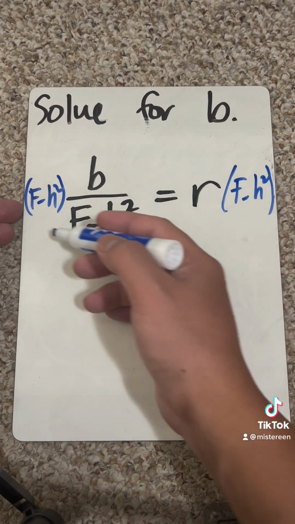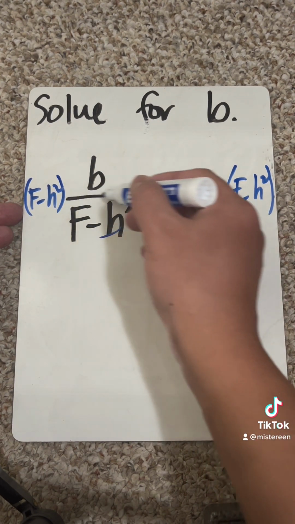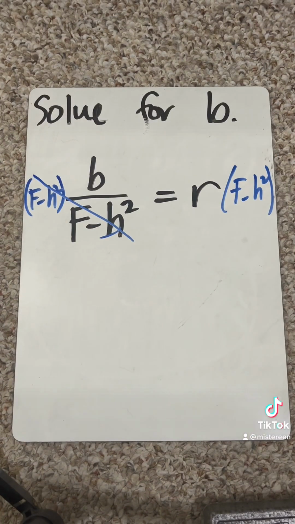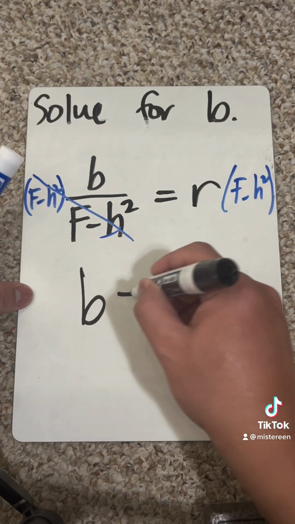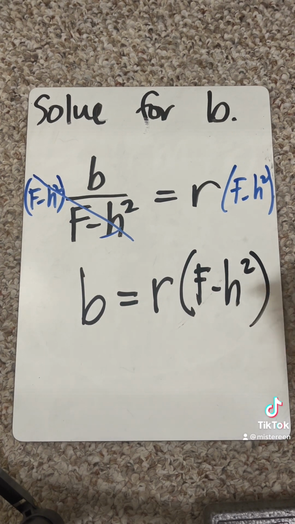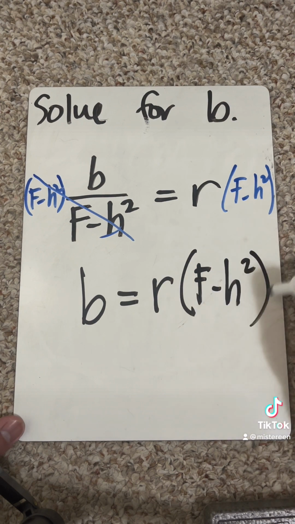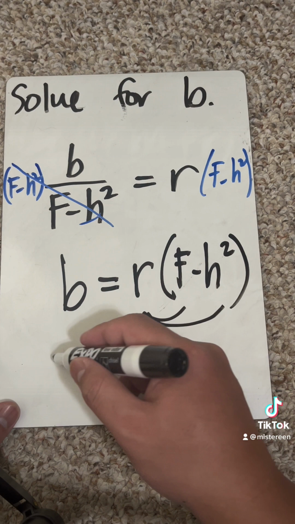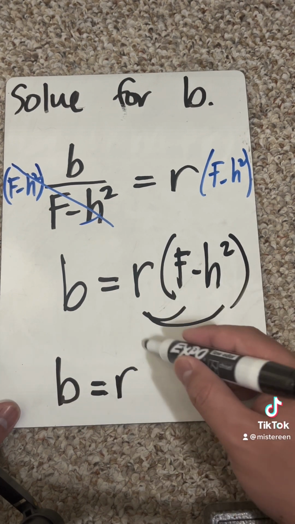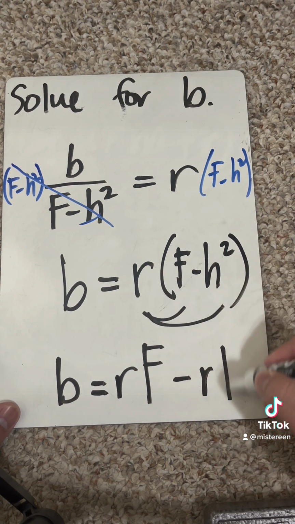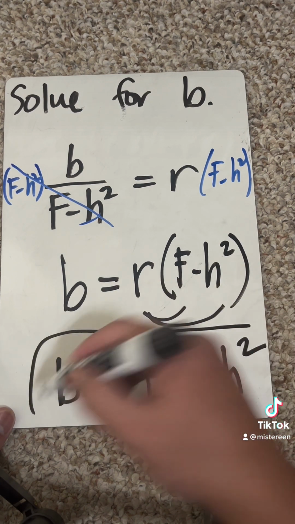Okay, again, I multiply by f minus h squared because that's the opposite of this division. And if I do that, this will be crossed out. So on my left side, I have b is equal to r times f minus h squared. Now you can do the distribution, or you can just let it be. But if you do the distribution, because to remove the parentheses, remember in the previous lesson, you just do the distribution. So what is b equal to? You have your r times capital F, that's the first pair, and then the second is minus r times h squared. So that's your b.